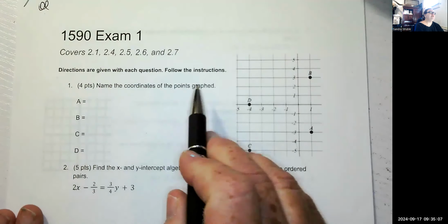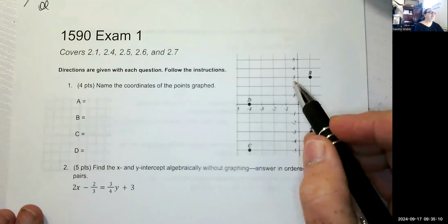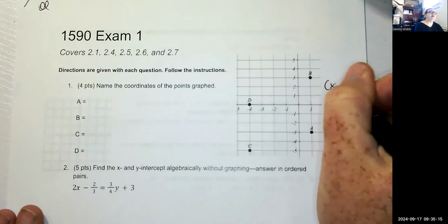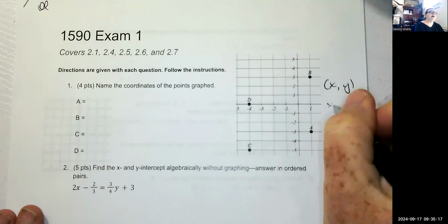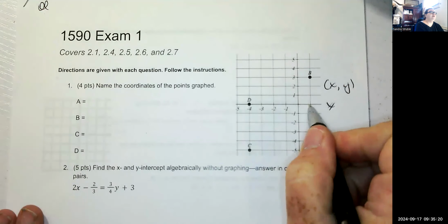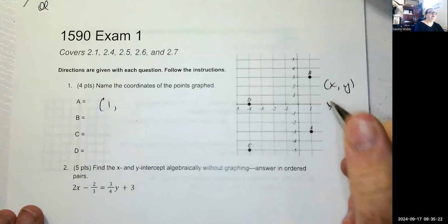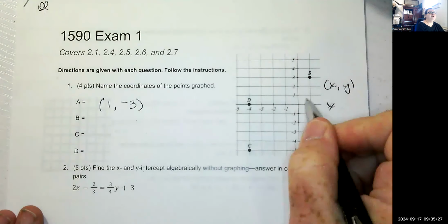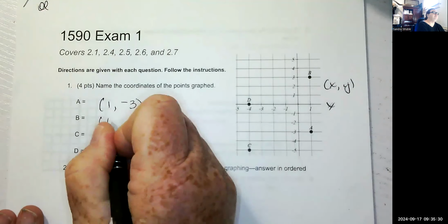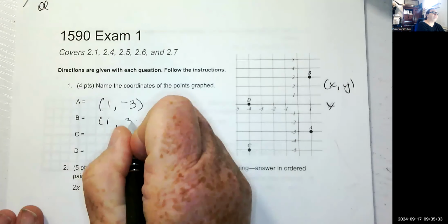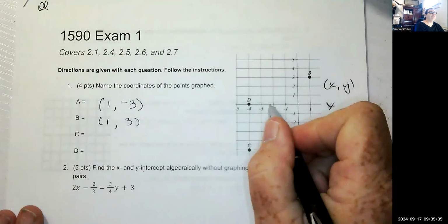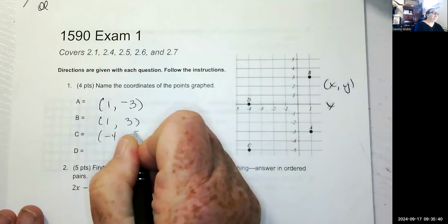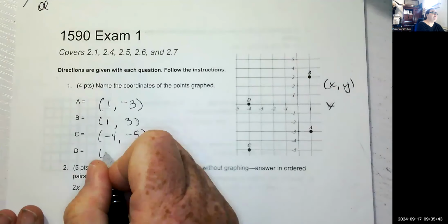Name the coordinates of the points graphed, and these are each worth 1 point. So A is along the x-axis. Remember, your ordered pair is x, y. So along the x-axis, you're going to go over 1 and 1, 2, 3 down for the y. B is over 1 to the right and 1, 2, 3 up. C is 1, 2, 3, -4 and -5. And then D is just at -4, 0.